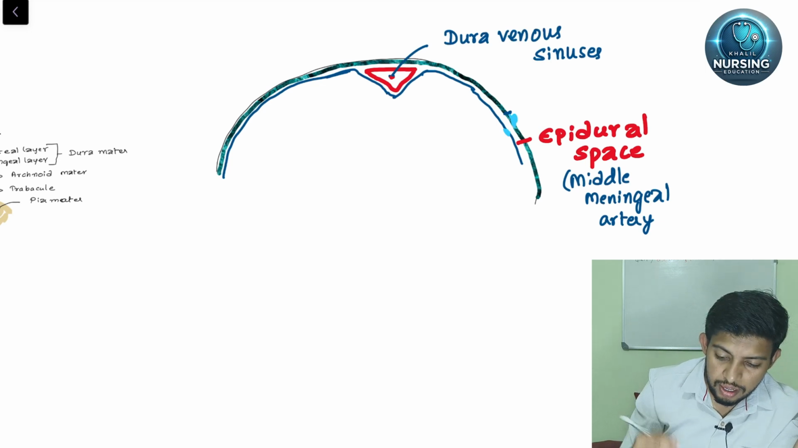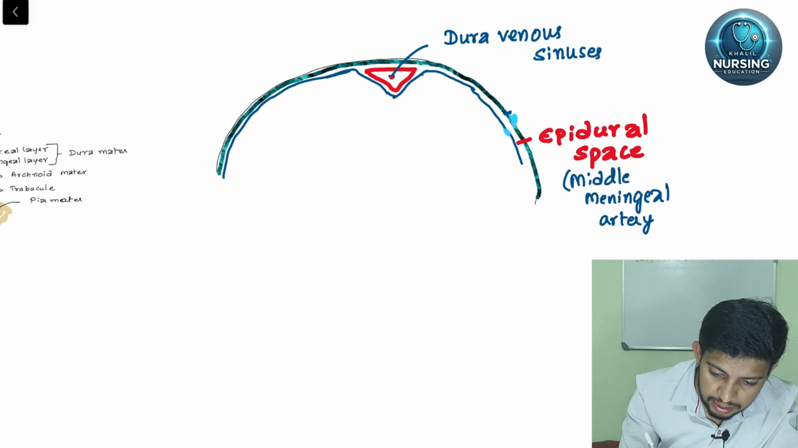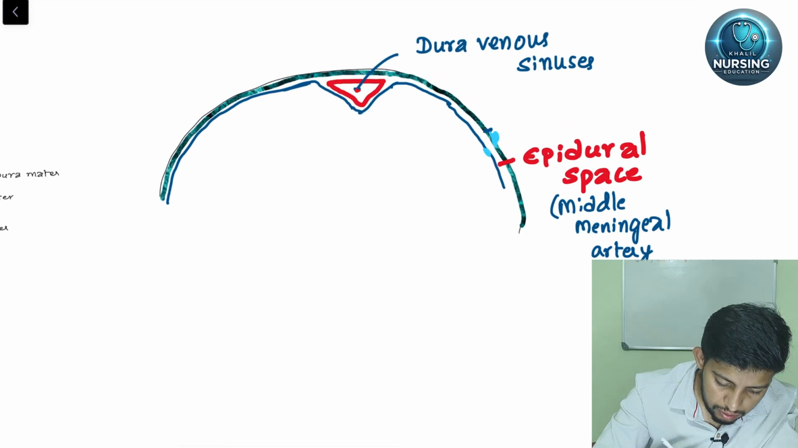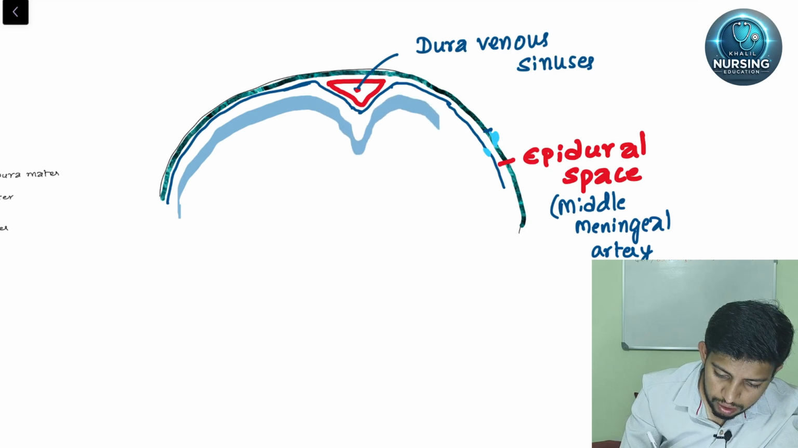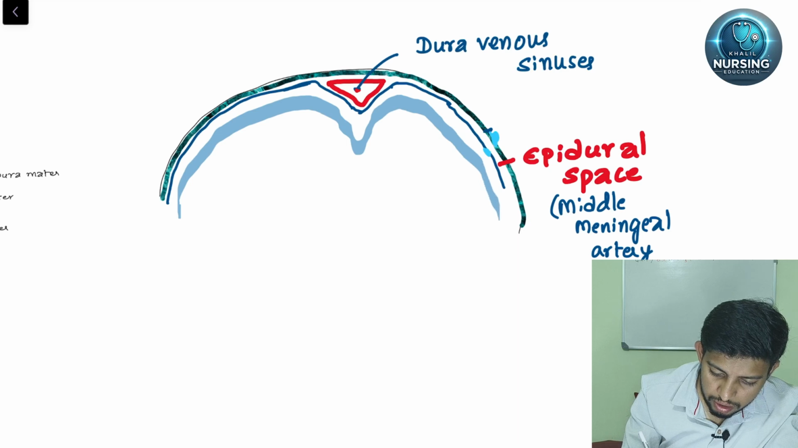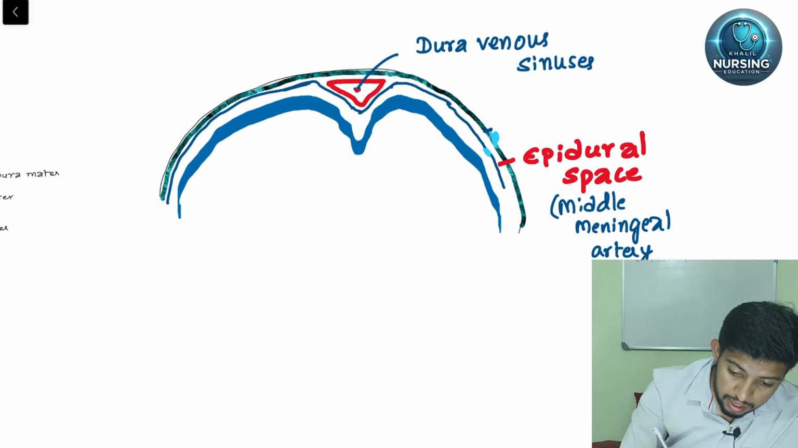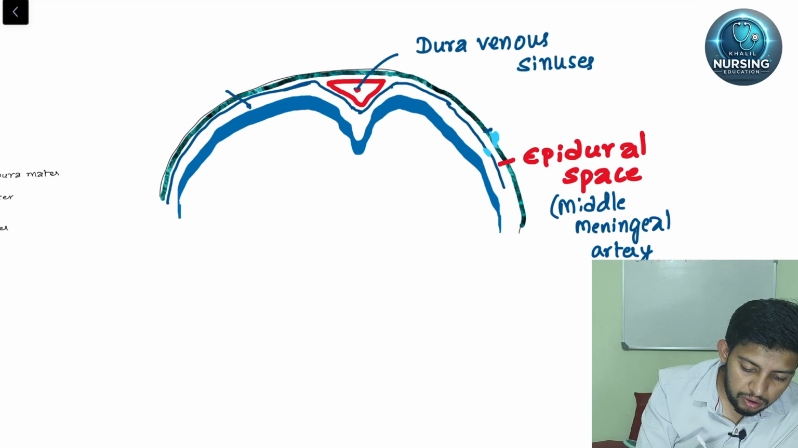Is that clear? Okay. So the next layer, I will take that in blue, is the arachnoid mater. Above the arachnoid mater and below the inner meningeal layer of the dura mater, there is a space.